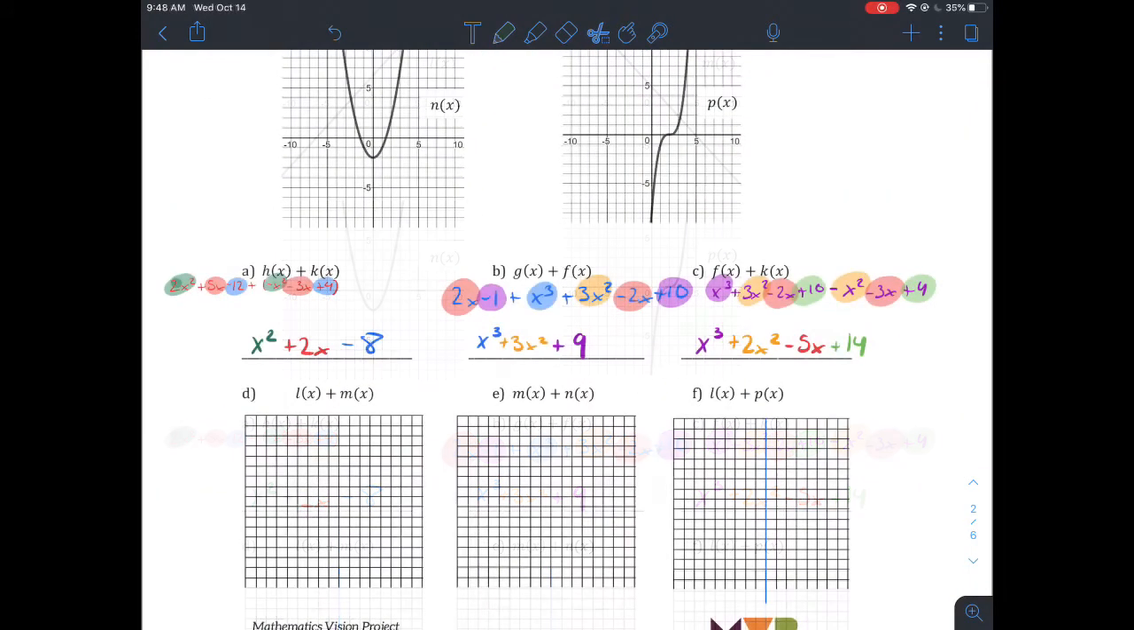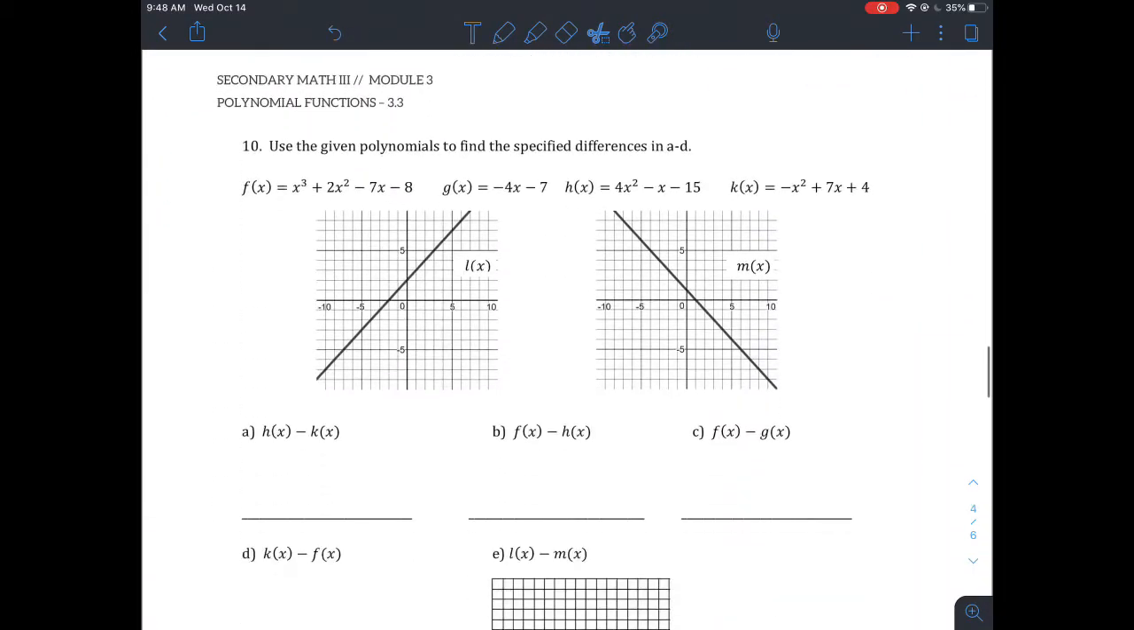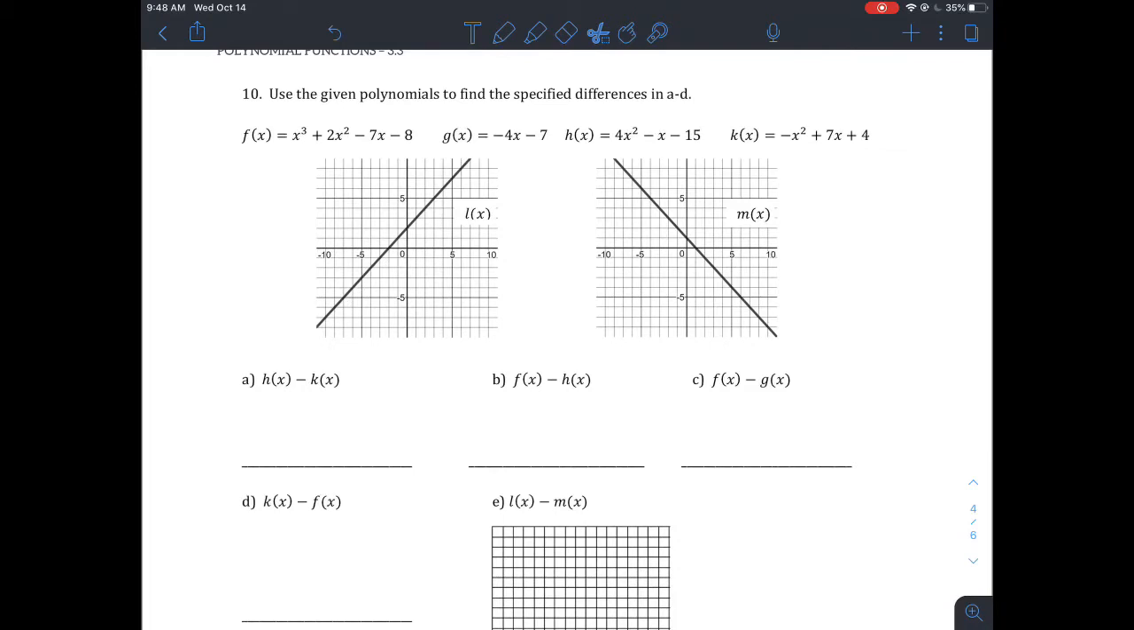Now we're going to skip ahead. Scroll to number 10. We're going to do A, B, C, and D. It says, use the given polynomials to find the specified differences in A to D. Now we've got h of x minus k of x.